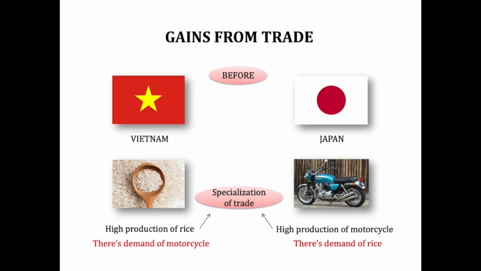This is the situation before the trading process. There are two countries here, Vietnam and Japan. Vietnam has high production of rice. On the other hand, Japan has high production of motorcycles. This is called specialization of trade. Why is it called specialization of trade? Because the other country doesn't have the same resource as the others. And because of this, Vietnam has demand for motorcycles, and Japan has demand for rice.